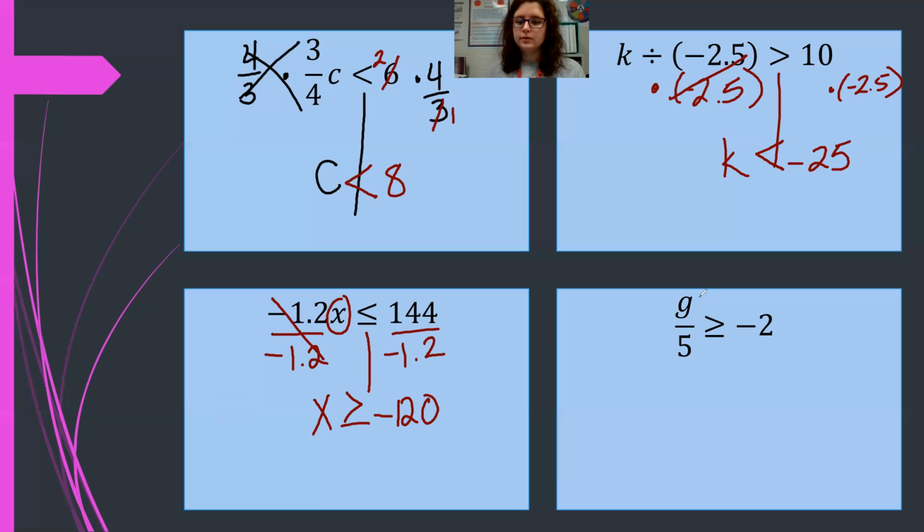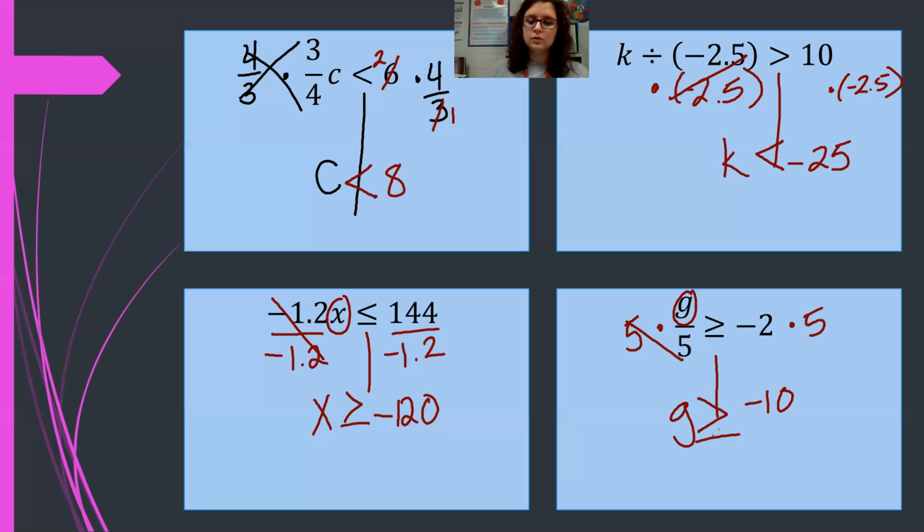In our final one, we're dividing by 5. So I'm going to multiply by 5. Negative 2 times 5 is negative 10. Now, the 2 was negative, but I only flip the sign if the number I'm multiplying both sides by is negative. The 5 is a positive, so I will not flip my sign. So G is greater than or equal to negative 10.